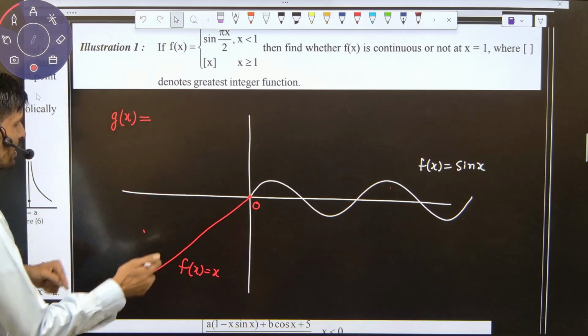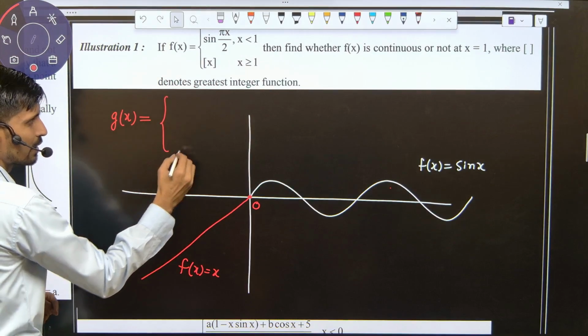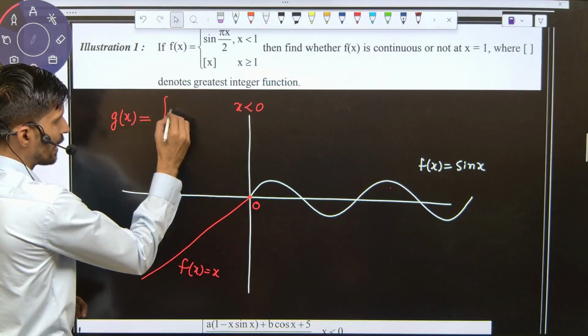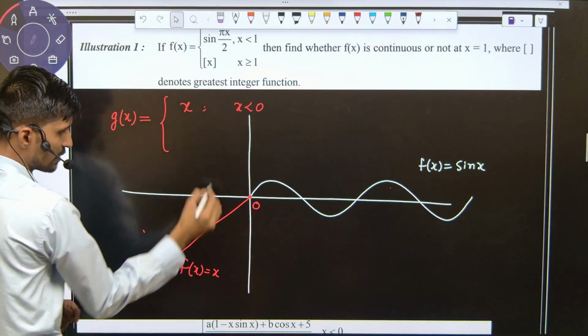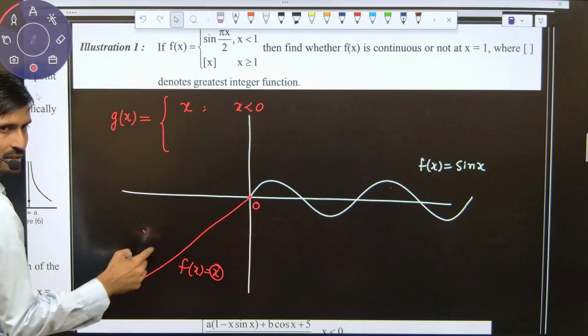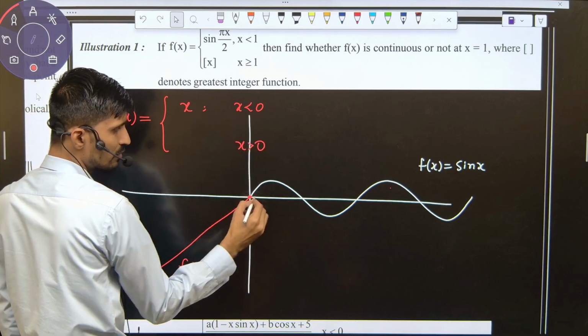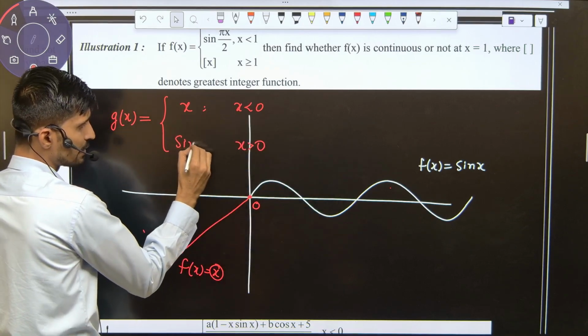Okay? So how will I write? I will write like this. I will write x less than 0, and I will write here this x function. I will not write f(x), only I will write x. And when x is greater than 0, that is sin x.